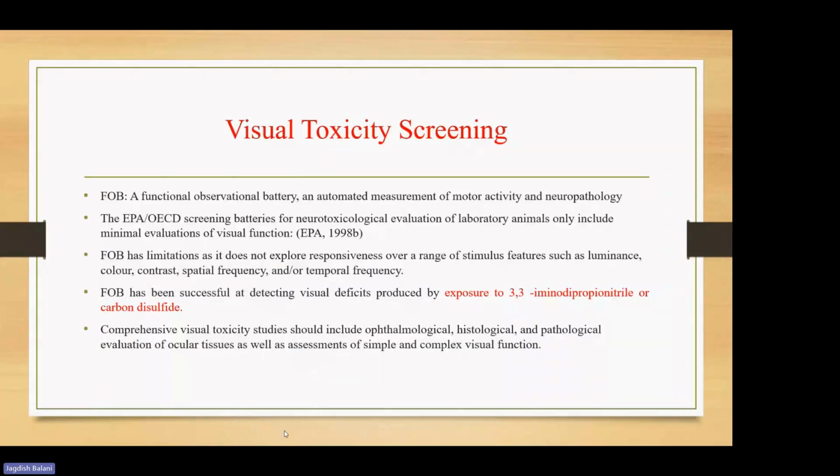Then visual toxicity screening: the FOB, the functional observation battery, the automated measurement of motor activity, and neuropathy are used. Though it has limitations, the functional observation battery is mostly used to observe neurological changes. But still FOB has an advantage and can successfully determine visual effects also. One example is 3,3'-iminodipropionitrile, which creates a defect in visual activity observed by the FOB. Normally it is used for neurological studies, but it is sometimes also used for visual activity screening.